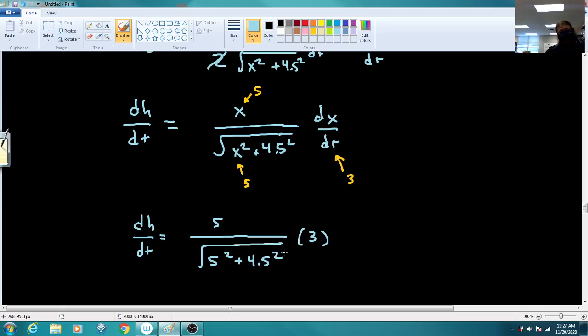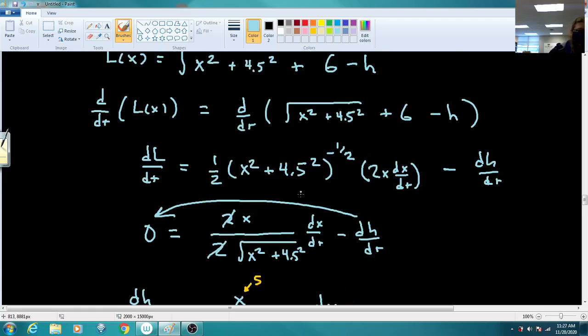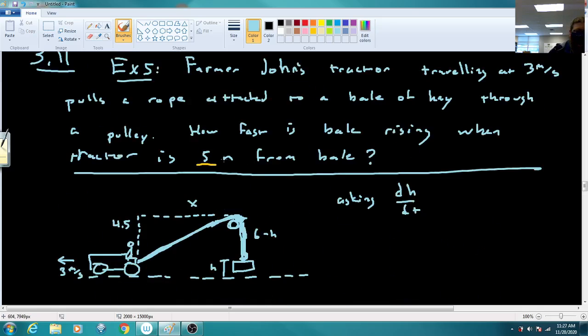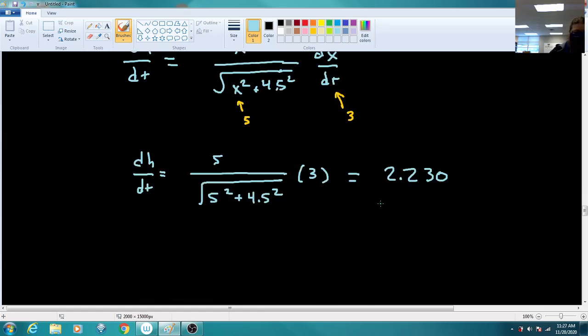So we'll type that in and check that against the book, make sure everything's looking correct. If we made a mistake, we'd see if we can figure out where we went wrong, but I believe we're all good here. So the rate the hay bale rises is 2.298, which would be 2.30. The units should be meters per second. Let's check this against the book. Book says 2.23. We got 2.230, same thing, so we're doing good.